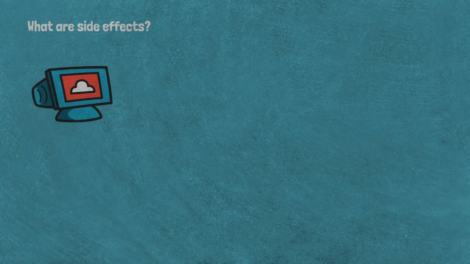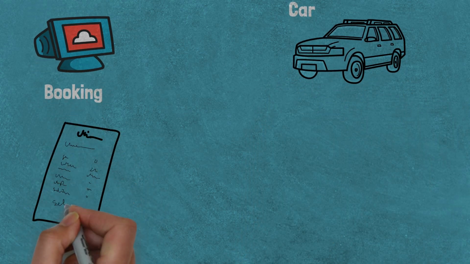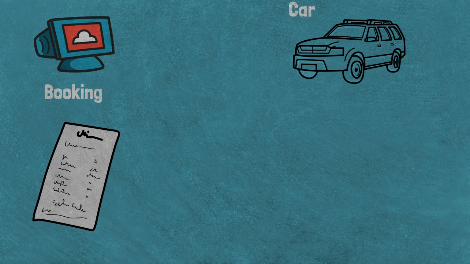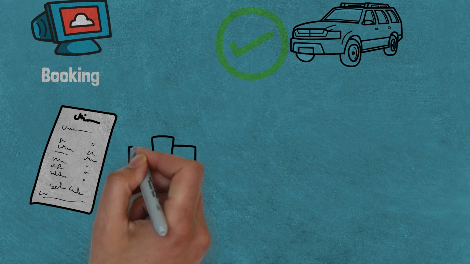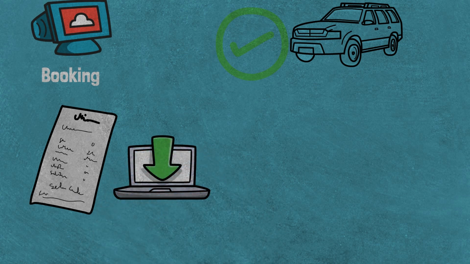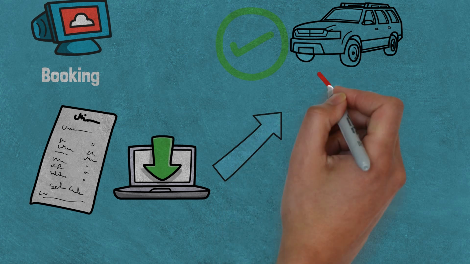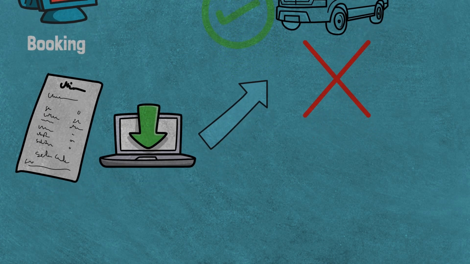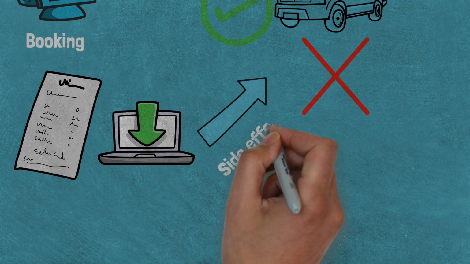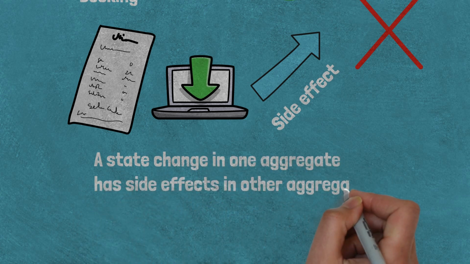So we can imagine that we have this booking aggregate that we have discussed previously, and we have this car aggregate. Now, when we want to create a booking, we usually have to submit a form, fill in some data, and during the time we do this, that car is available for us. Now, when we hit the submit button, what happens is that the car that we want to book should, of course, be made unavailable for other customers that might want to book that. So it needs to change the state of the car. And this is what we call a side effect. In other words, it's a state change in one aggregate that has side effects in another aggregate.